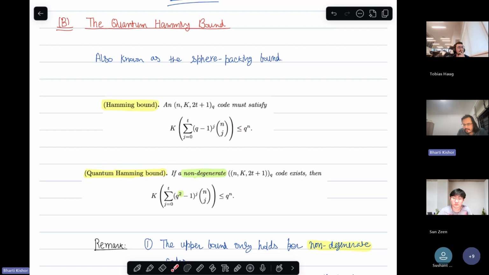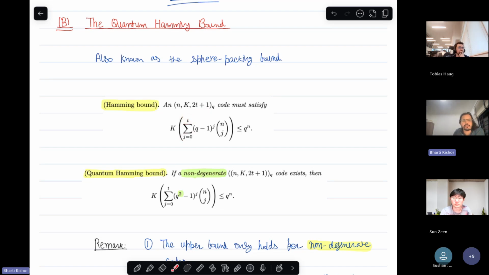Now, how do we get this number? I will give you a sense of that. In the quantum Hamming bound, you get again a factor of 2 difference, but the 2 now comes in the power. Basically, what we are saying is that if your code corrects t errors, then the distance has to be 2t plus 1, and that's why in the summation it goes up to t.